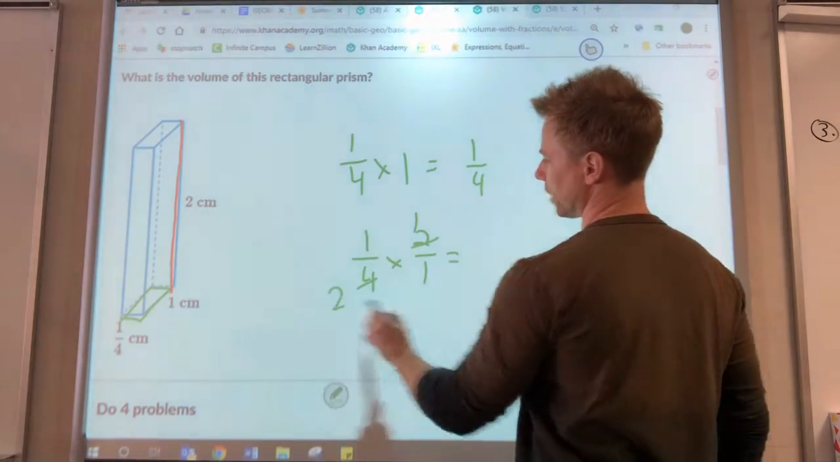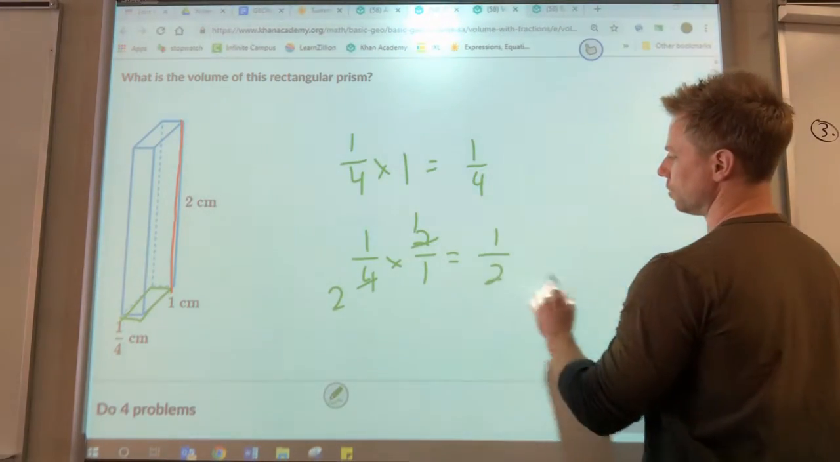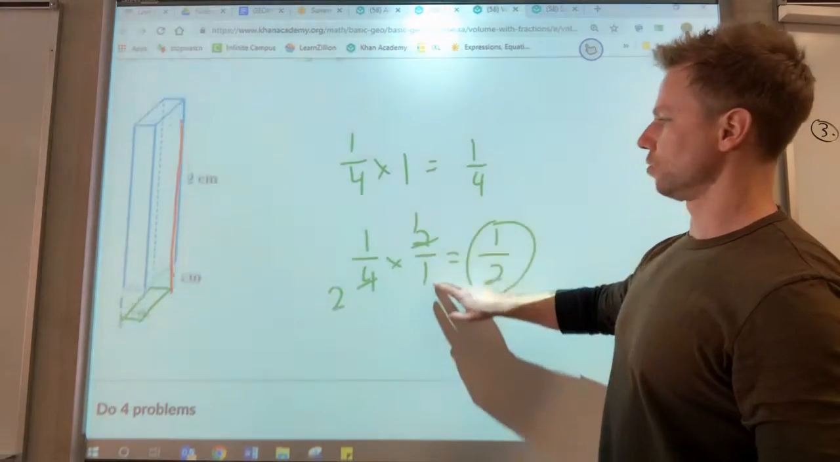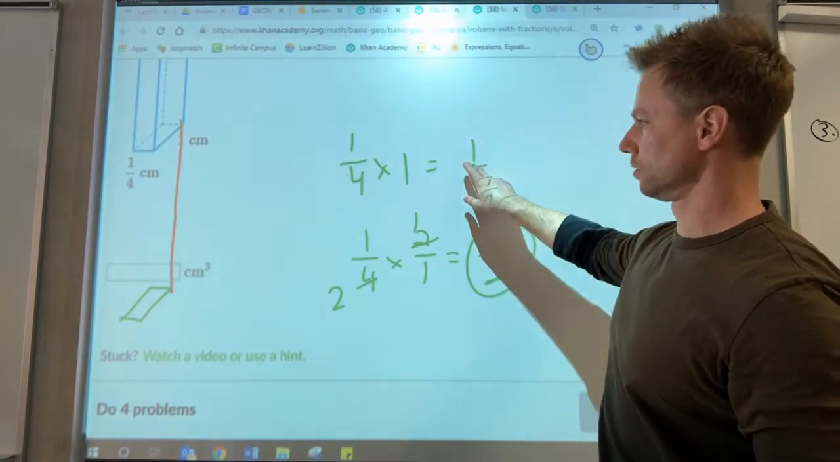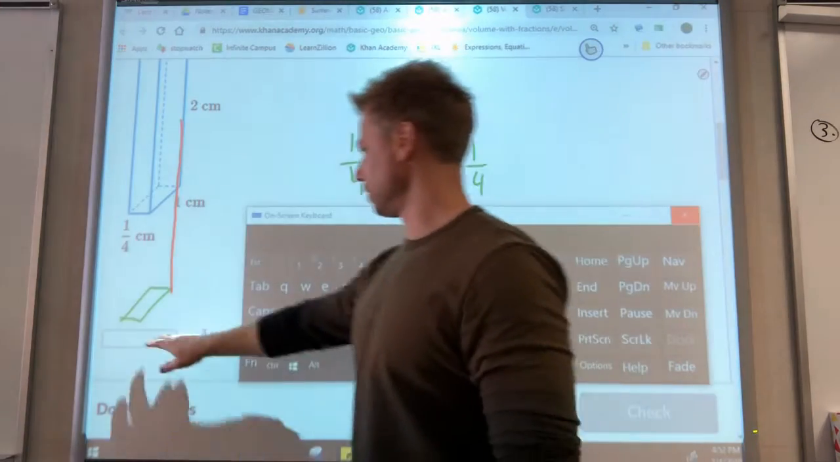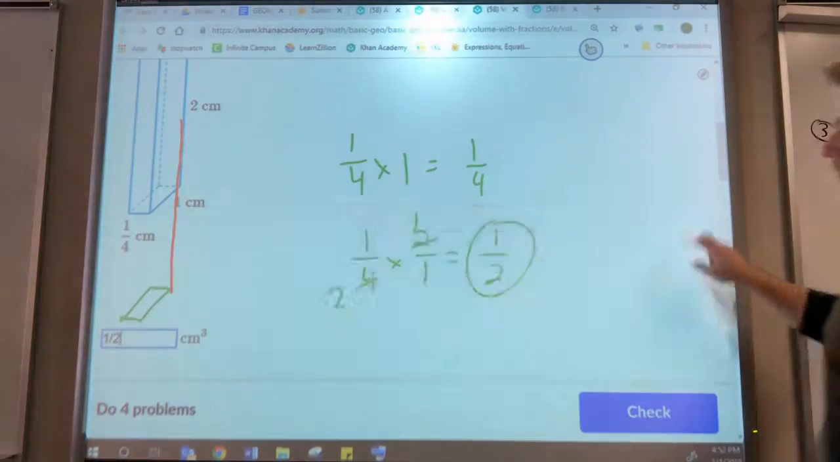We can actually cross cancel. We get 1 times 1 is 1, 2 times 1 is 2. So our answer is just 1/2 square centimeters. Or excuse me, centimeters cubed, because it's volume. 1/2 cubic centimeters.